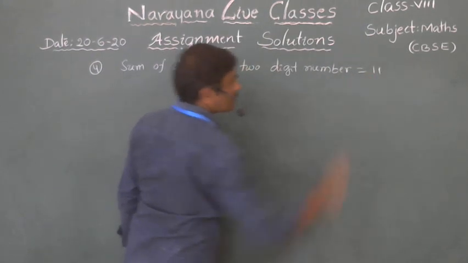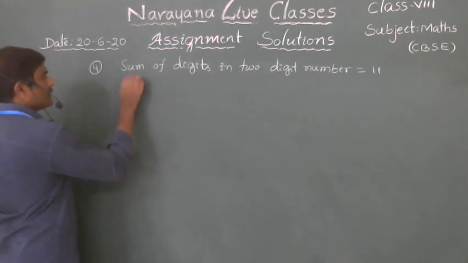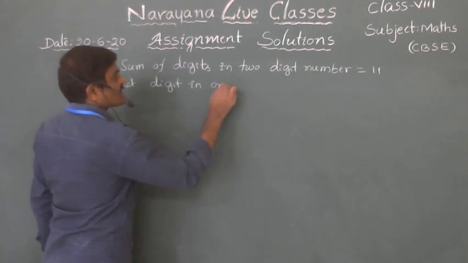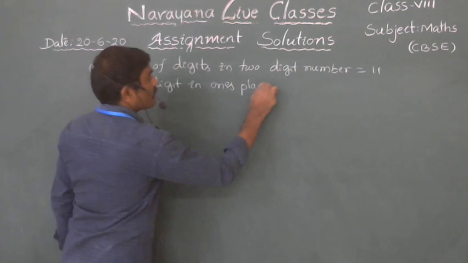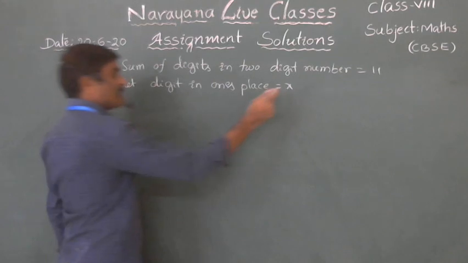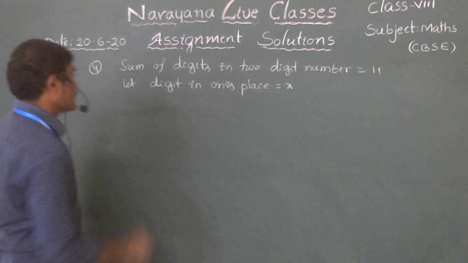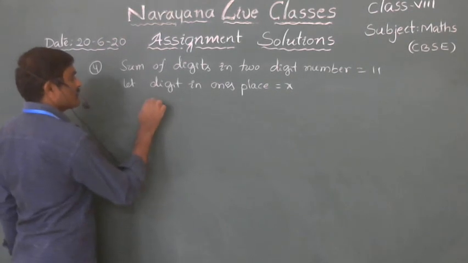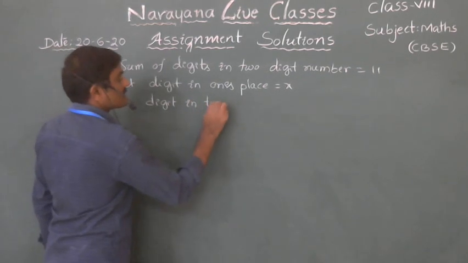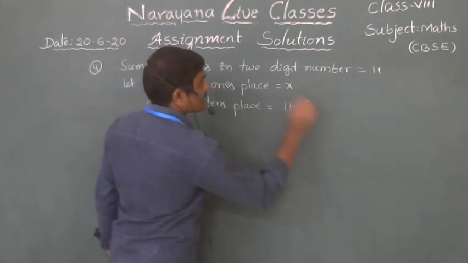So let me assume that the digit in ones place is equal to x. The sum of the digits is 11, the digit in ones place is x, then automatically the digit in tens place must be 11 minus x. Therefore, the digit in tens place is equal to 11 minus x.